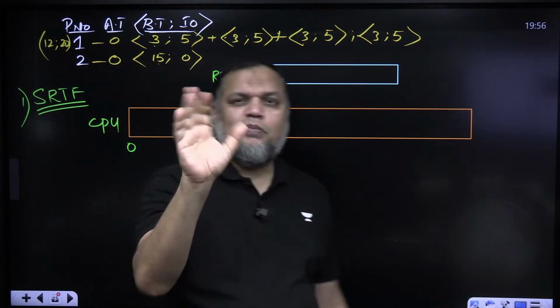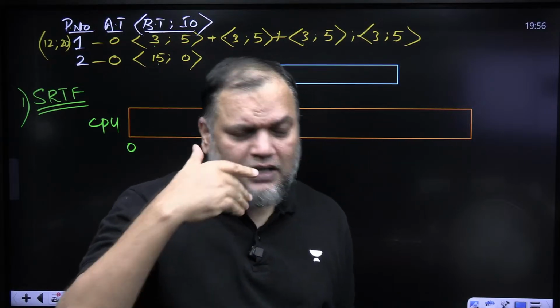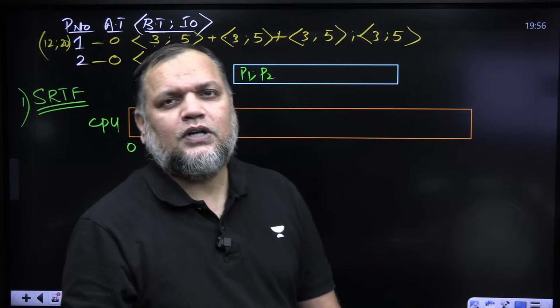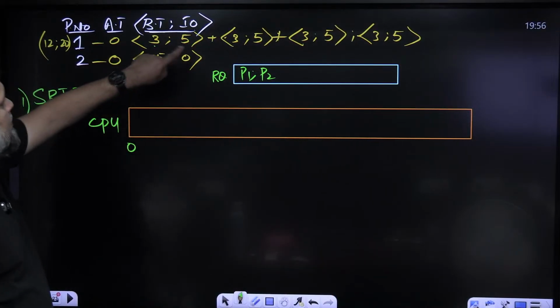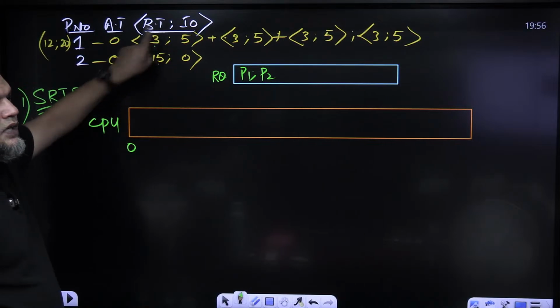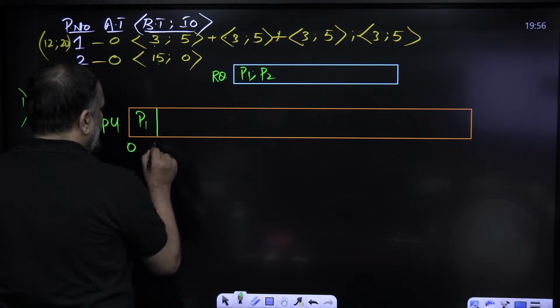P1 will not compete with 15. That is a mistake. P1 will not compete with 12. That's a mistake. P1 will compete with 3 units, because its current round burst time is 3. So 3 and 15 are compared, boys and girls. 3 is less. So therefore P1 starts and P1 runs for 3 units.